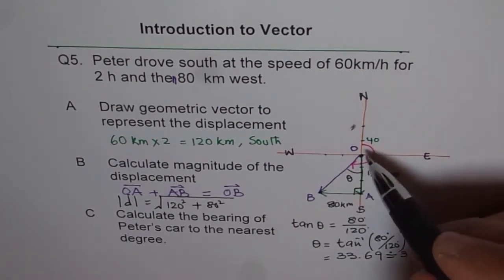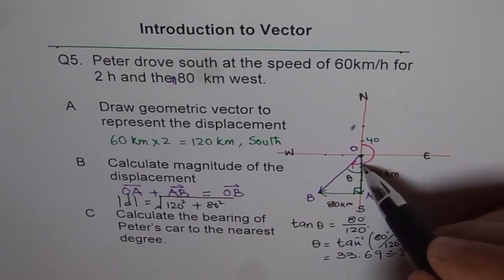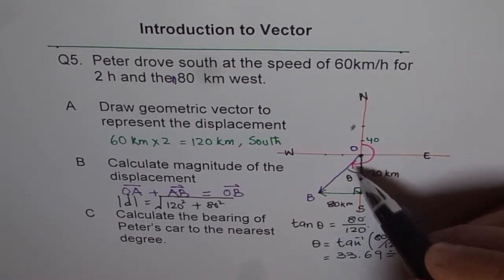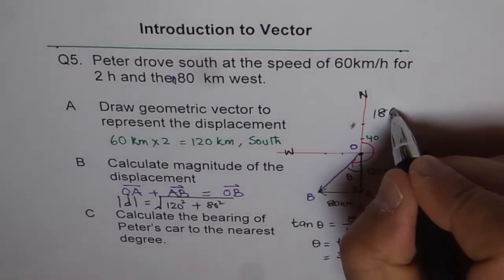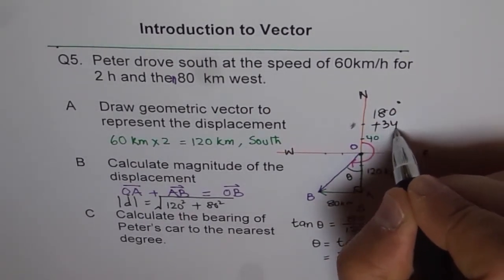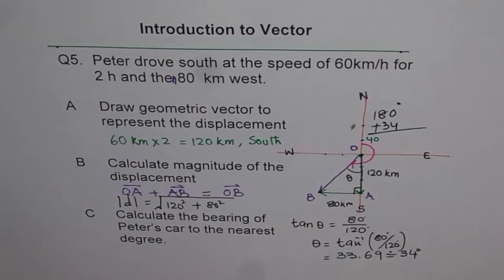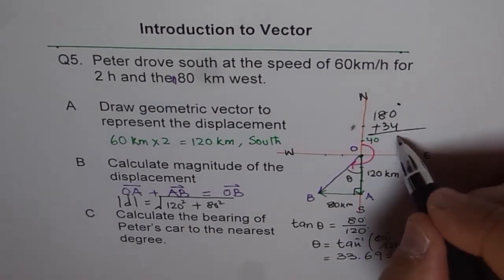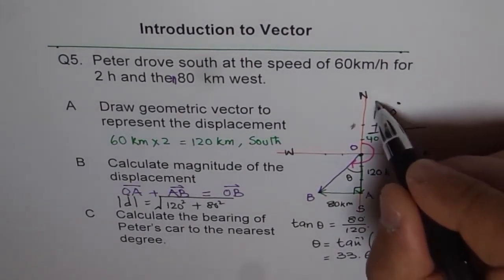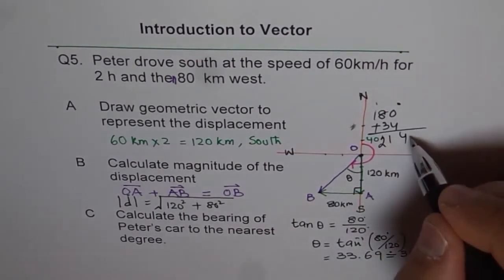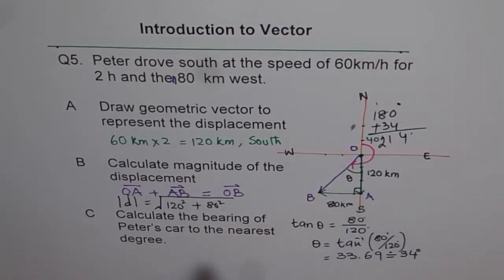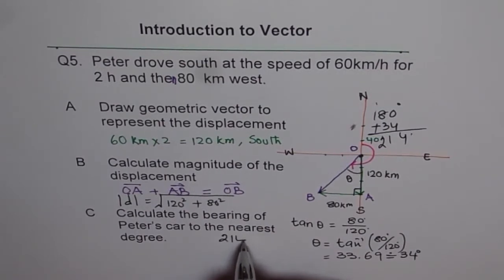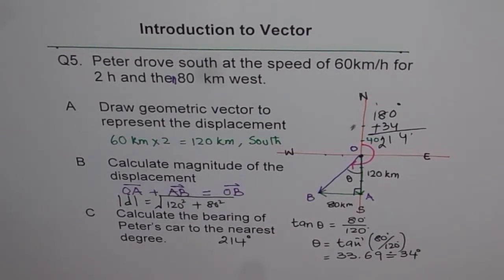But we have to give the angle from the north. And so the angle will be 180 plus 34. So our answer is 180 degrees plus 34. So that's the bearing angle we are talking about, right? So 214 degrees is the bearing angle, right? So the bearing angle is 214 degrees, right? Always when you write a bearing angle, you should write 3 digits here. With the degree sign. It is measured in degrees.